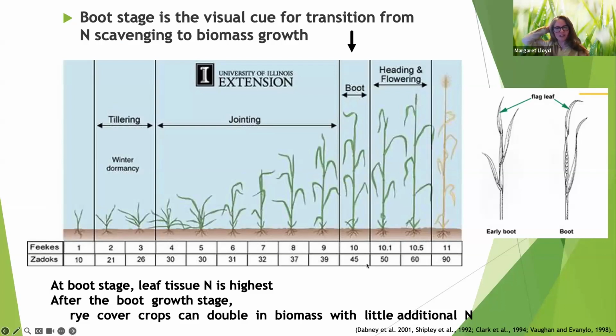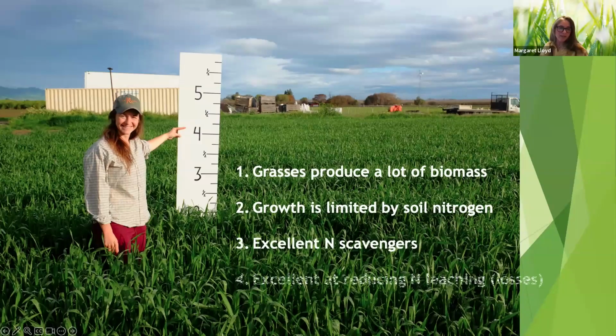And new research by Eric Brennan and Richard Smith actually uses the shoot length as a good indicator of biomass for rye and triticale. So the other key points about these grasses is that they're limited by soil nitrogen and that they're excellent nitrogen scavengers. So any residual nitrogen in the soil, these grasses will be able to pull from those sources and invest it into their above ground growth.